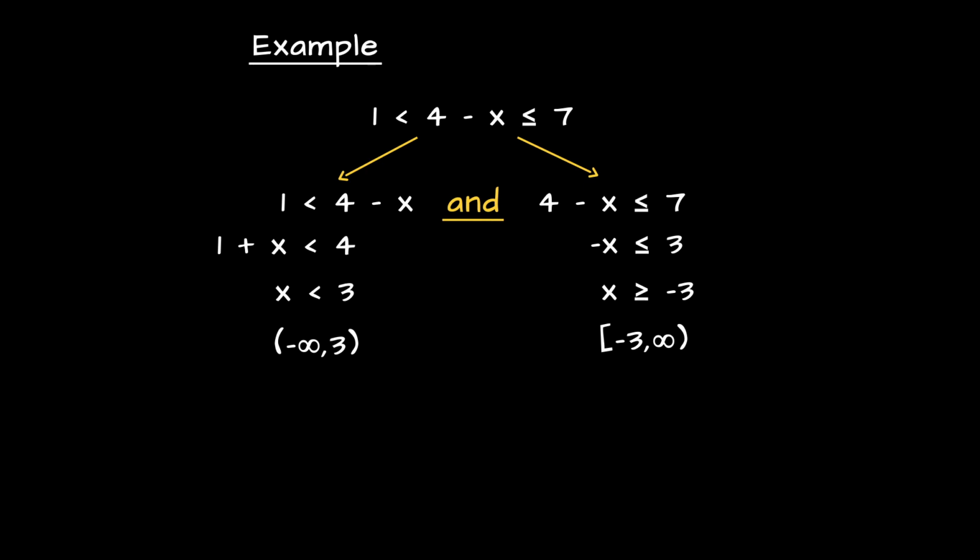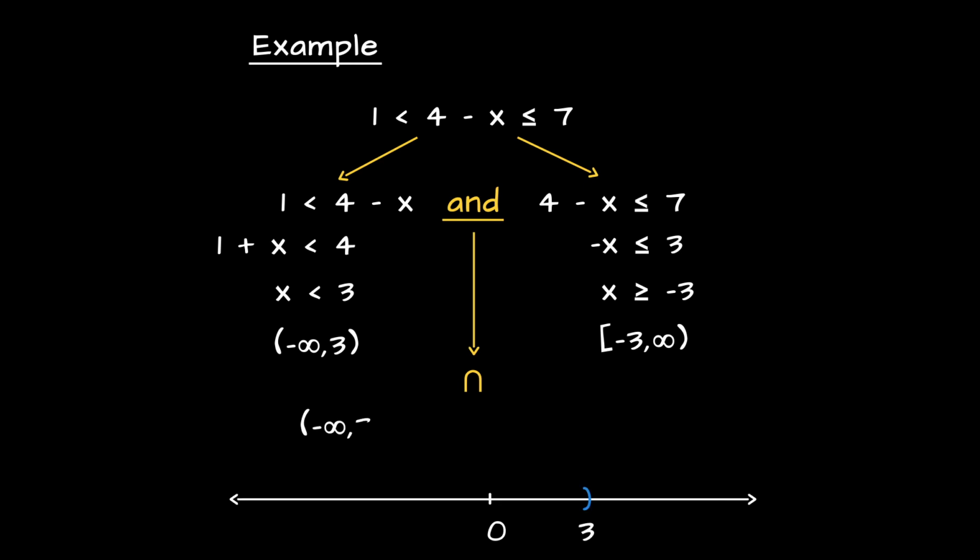Now, what's the solution of the original double inequality? Well, the key is to remember the mathematical meaning of the word and here. Indeed, the word and is telling us to take an intersection, right? Because we need x values to belong to the solution set of the first linear inequality, the one on the left, and to the solution set of the second linear inequality on the right. So the final answer will be obtained by computing the intersection of our two solution sets.